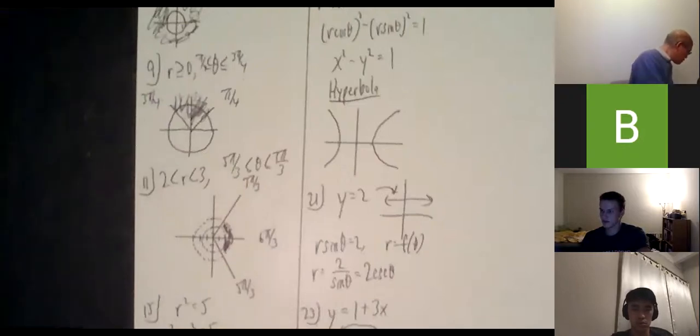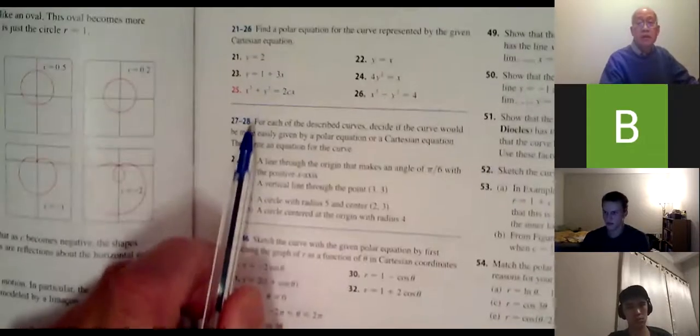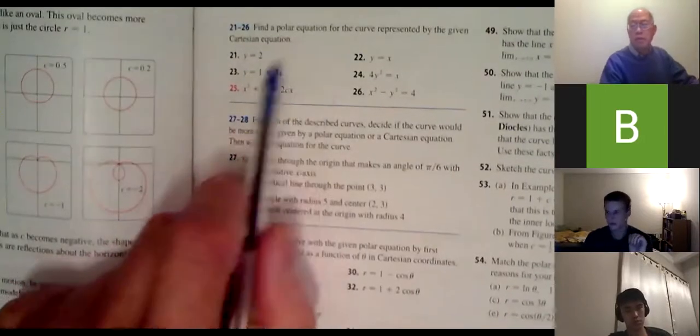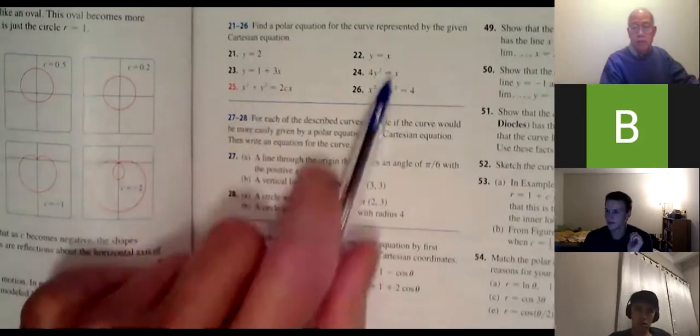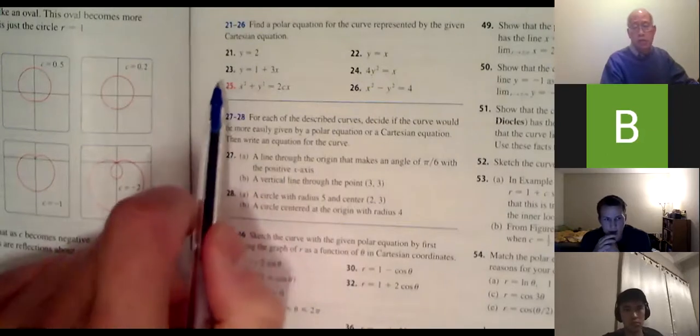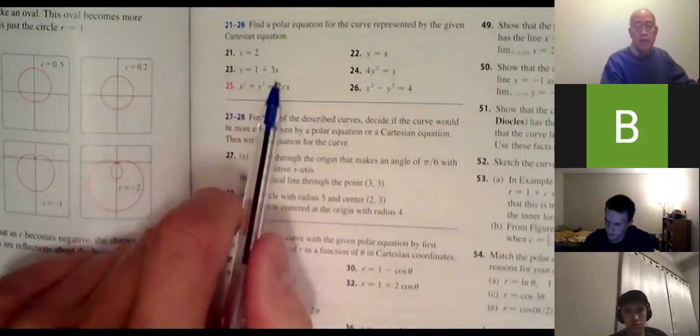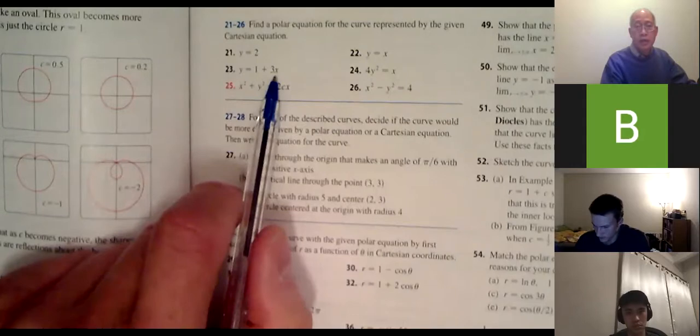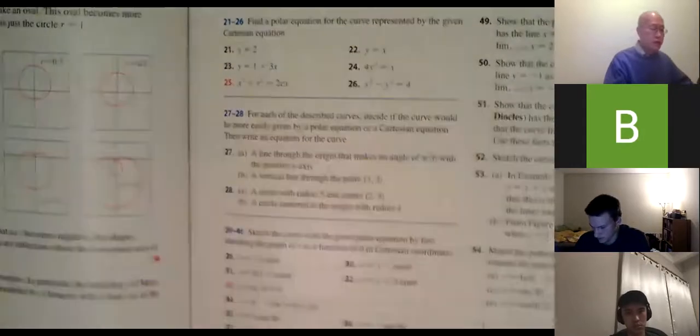Okay, let's see. Find a polar equation. So this is a rectangular equation, x and y. Change it to r and theta. So just use the formula, right? Anytime I see x, it's r cosine theta. Anytime I see y, it's r sine theta.